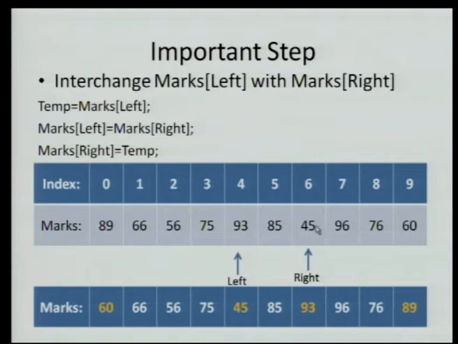So here we will be moving 45, right? That is what is being represented here. Marks left equals marks right. And then for marks right, the temporary location, where we had stored 93, we bring that 93 value over here, and that's how the interchanging of the two values takes place. So that was very, very simple, isn't it? So we were able to do this particular operation without any hassle.